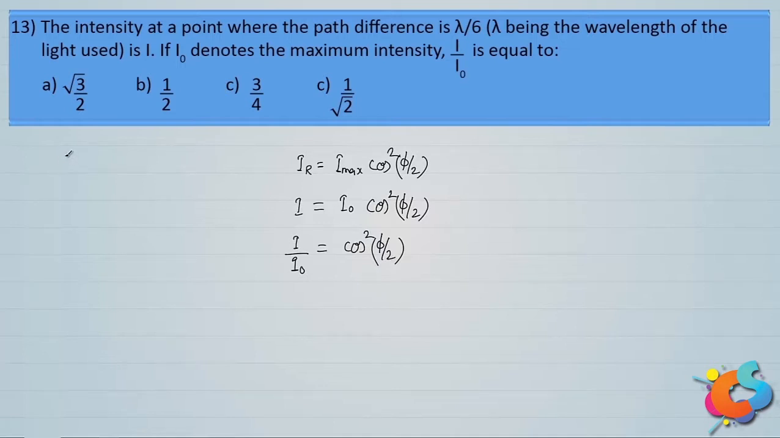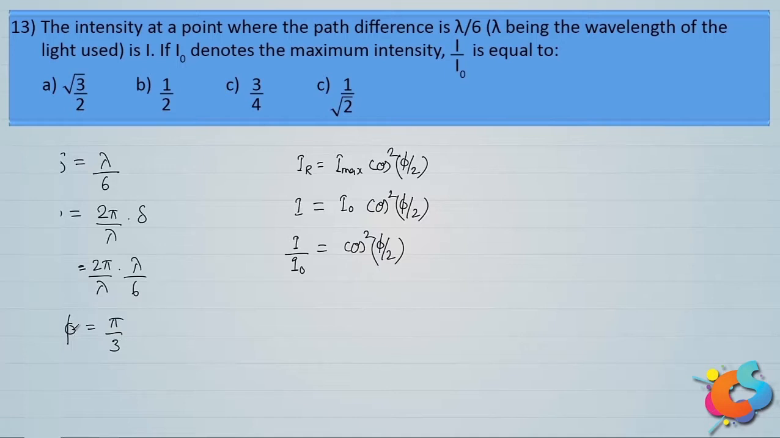Let me make use of that. The path difference delta is equal to lambda by 6. When path difference is known, you can always find out phase difference using the formula phi is equal to 2 pi by lambda into path difference delta, that is 2 pi by lambda into lambda by 6. So that gets reduced to pi by 3. So the value of phase difference is pi by 3.